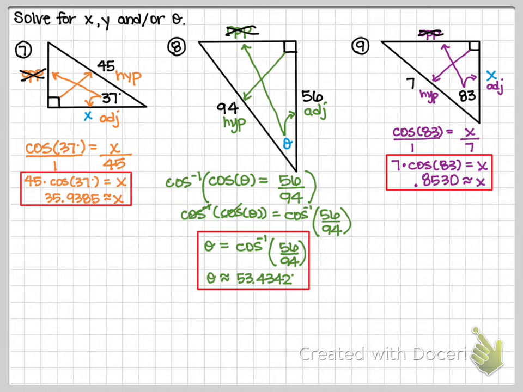Now, if 83 is the angle inside, then the only other angle that we don't know is going to be a 7-degree angle. 7 degrees is considerably smaller than 83 degrees, which means the side length for x, so opposite the 7, is actually going to be pretty small as well. So I know it looks a little strange, but it is technically accurate.